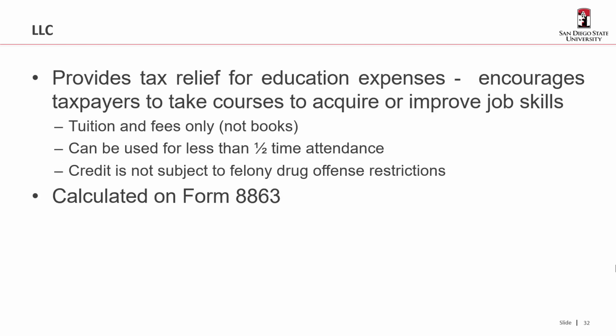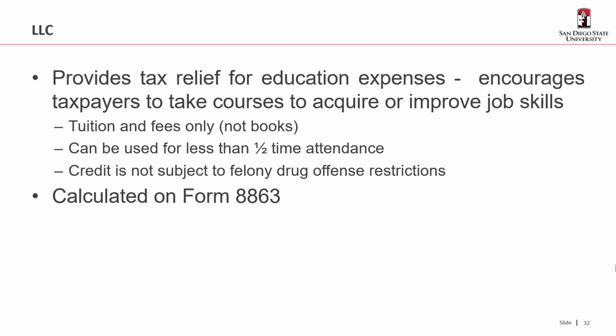So the lifetime learning credit is a little bit different because it's a more broad credit. It provides tax relief for education expenses and encourages taxpayers to take courses to acquire or improve job skills. You can only include the amount of tuition and fees, not your books. It can be used if you are less than a half-time student.